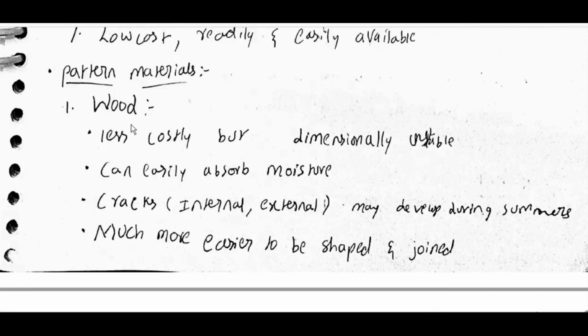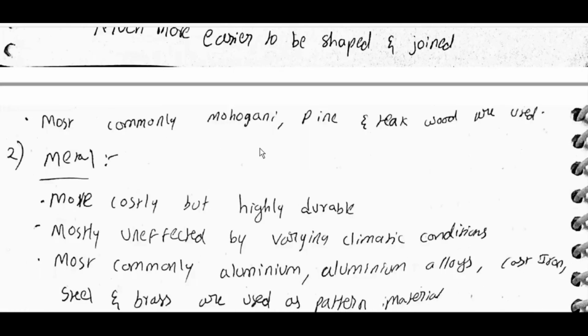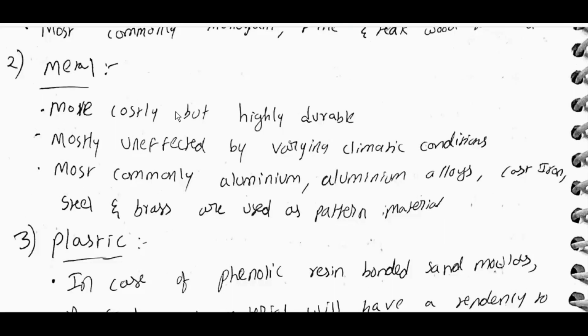Wood as pattern material is less costly but dimensionally unstable. It can easily absorb moisture. Cracks, internal and external, may develop during summers. It is much easier to be shaped and joined. Most commonly, mahogany, pine, and teak wood are used. Metal is more costly but highly durable, mostly unaffected by varying climatic conditions. Most commonly, aluminum alloys, cast iron, steel, and brass are used as pattern material.